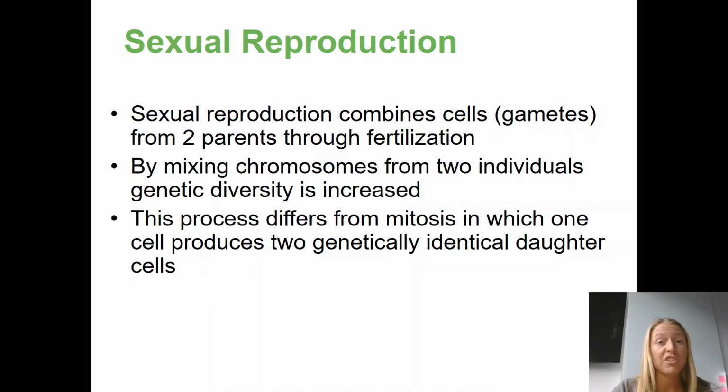So, sexual reproduction combines two types of cells, your gametes, eggs from females and sperm from males, to create a fertilized zygote. Or fertilized egg, which then becomes a zygote. By mixing the chromosomes from two individuals, we have increased genetic diversity as opposed to mitotic reproduction, where you're basically just cloning individuals.